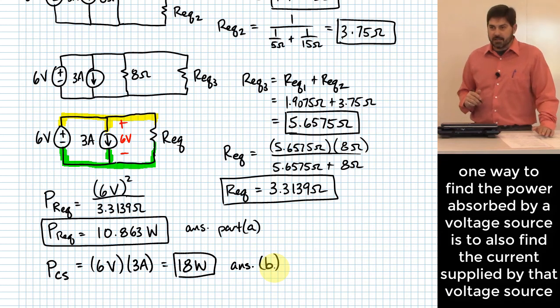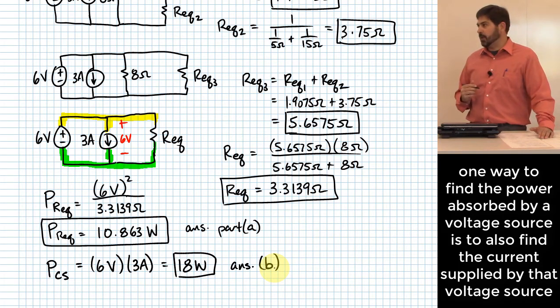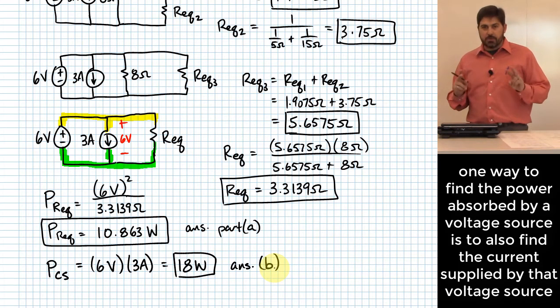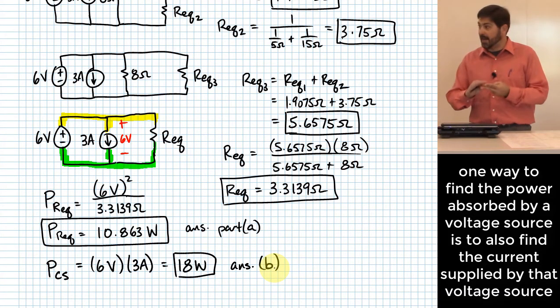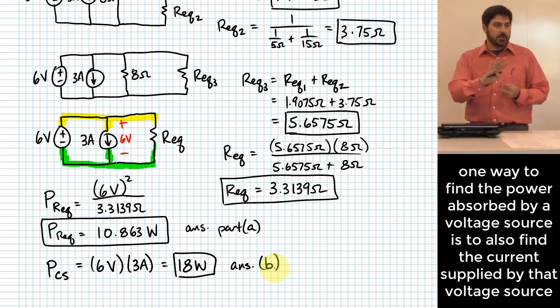What was part C? What's the power absorbed by the voltage source? Okay? Now, there's 2 different ways you can do this. One is if you can find voltage and current for that voltage source, then you can find power. So we do that one first.